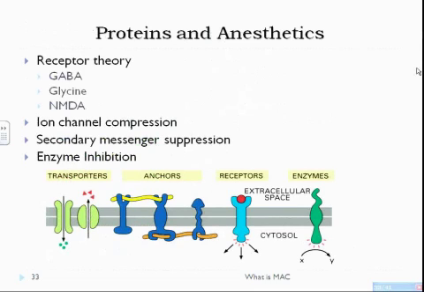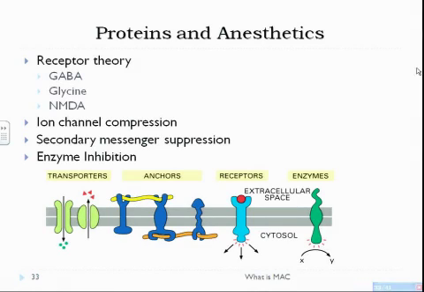So proteins and anesthetics, receptor theory, of course, you have your GABA, glycine, and NMDA. You may also get what's called ion channel compression, which is a lateral effect, we'll say, that affects the sodium channels. So this is your sodium transporter. The volatile anesthetic comes along and gets into the lipid membrane, most likely, and then binds to the protein internally here, and then basically inhibits the action of the protein. It's most likely not coming from above and binding to the top, but rather binding from inside the lipid membrane. That's why the stereochemistry makes a difference, because it's actually binding to something.